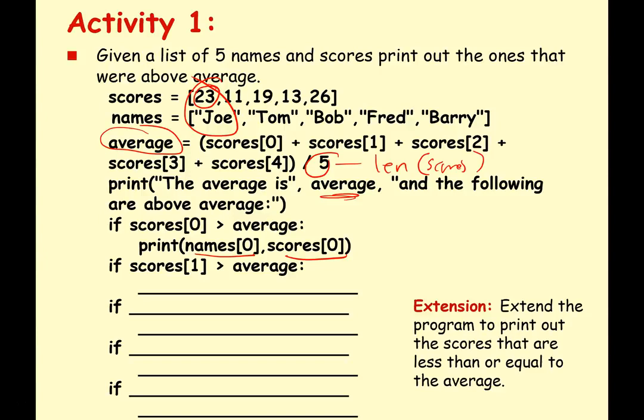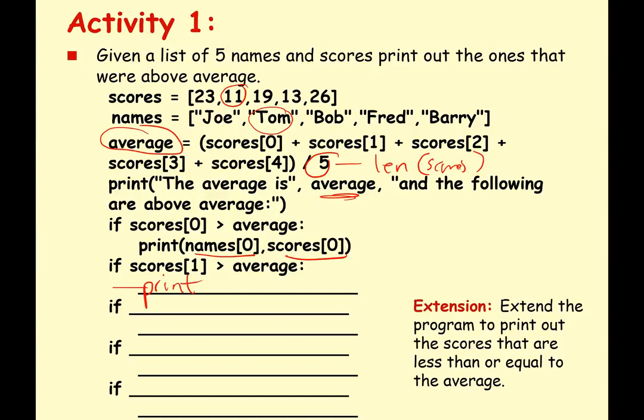If score 1 is greater than average, what is score 1? Well, score 1 is going to be 11. That's Tom's score. So is 11 greater than the average? What's going to be the line that's missing here? How are we going to continue the program? Well, hopefully we can work it out. We're going to say print again. Oh, my handwriting's not very good on the screen just now.